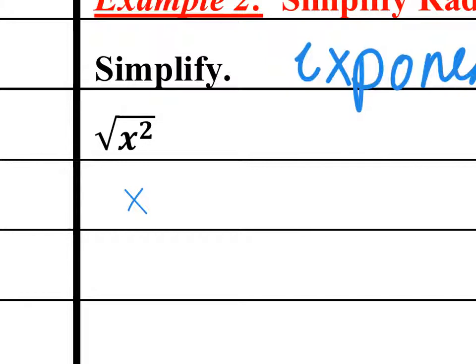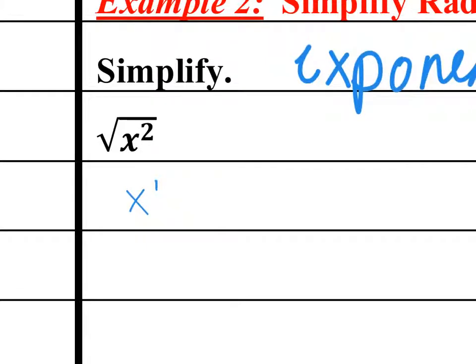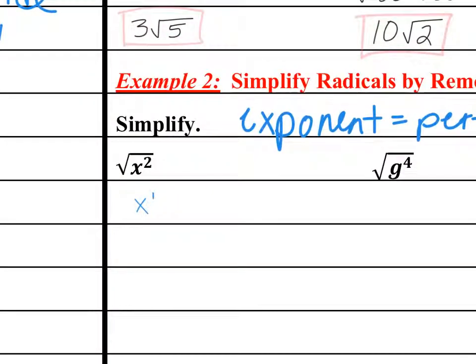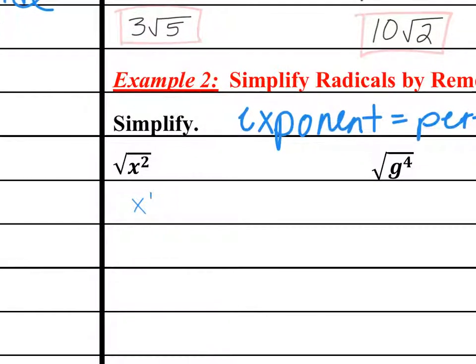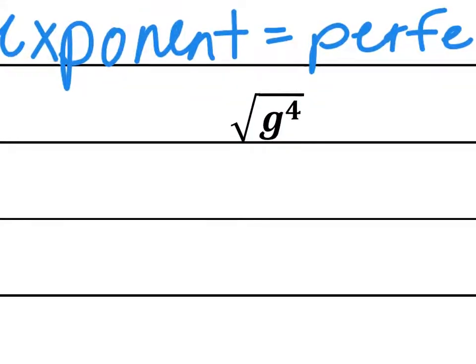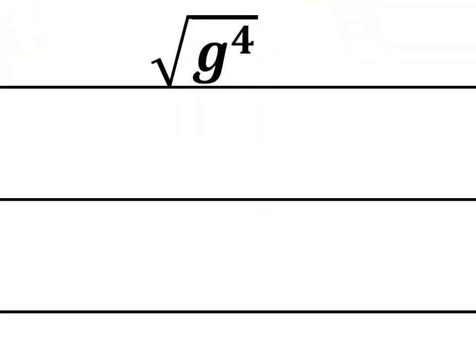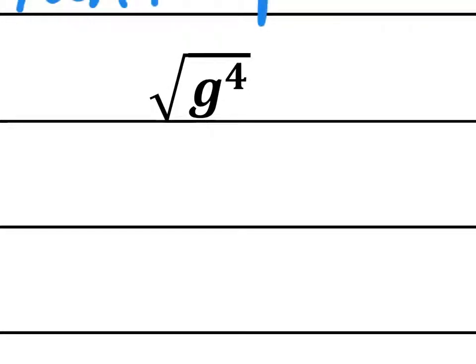So you'll have to cut it in half. This is x to the first. If you wanted to put a 1, you could. Next one is g to the fourth. That's a perfect square. So what's the square root of g to the fourth? G to the second, because g squared times g squared equals g to the fourth. You're halving it.